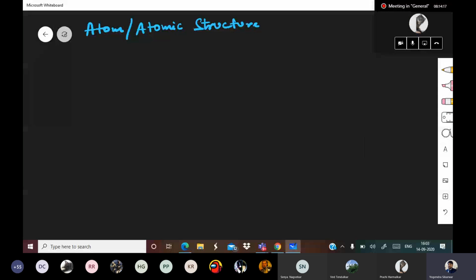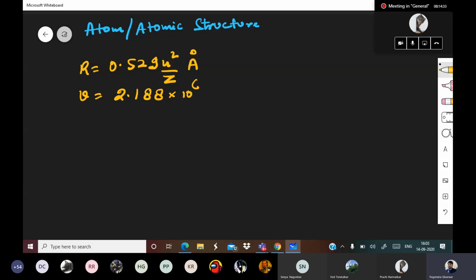So far we have studied that radius is equal to 0.529 n square upon z angstrom. Velocity is equal to 2.188 into 10 to the power 6 into z by n meters per second. And energy E is equal to minus 13.6 into z square upon n square. Now what does it mean?